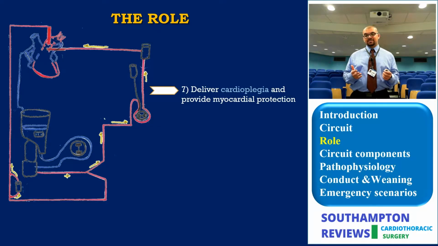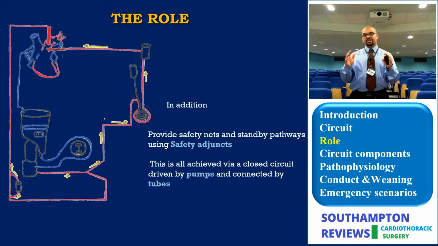Last but not least, delivering cardioplegia, and this is of course the cornerstone of myocardial protection. All of this is achieved under a group of safety nets, safety adjuncts, which protect the circulation from inadvertent mistakes, errors, emboli, whether air emboli or particulate emboli.